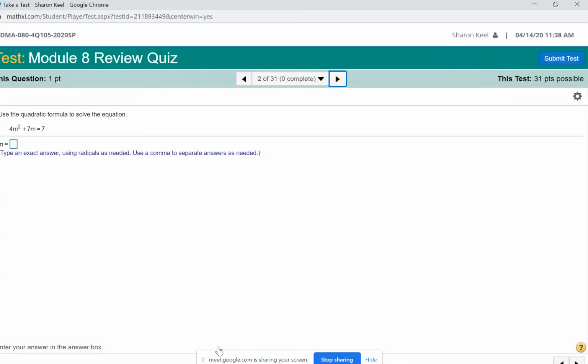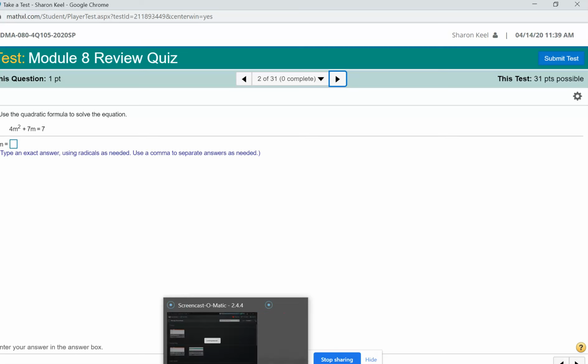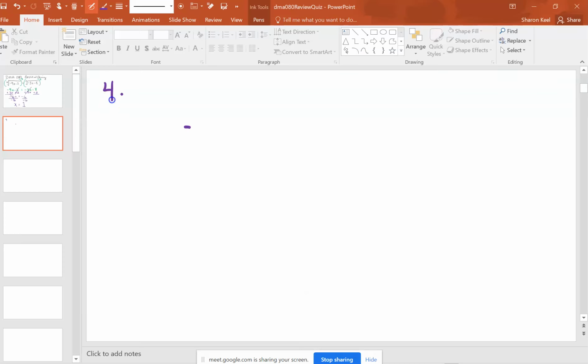Use the quadratic formula to solve the equation. So we have 4m squared plus 7m equals 7. Okay, so we're going to do the quadratic equation.